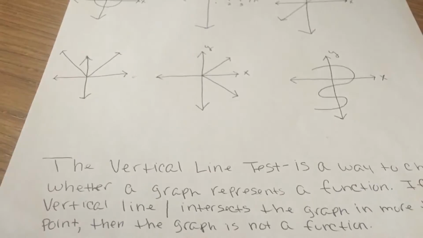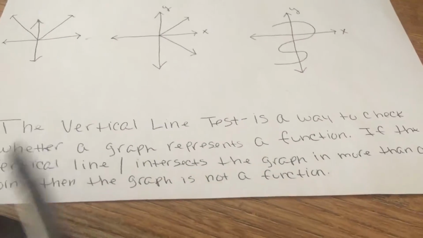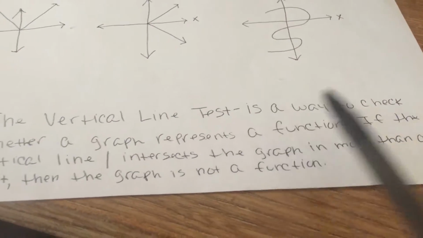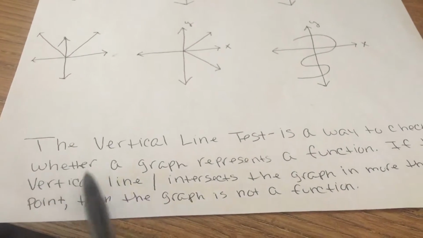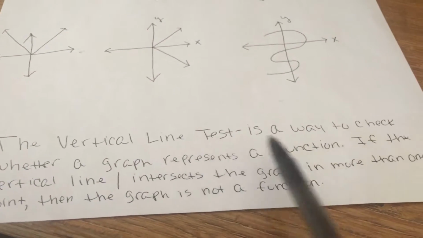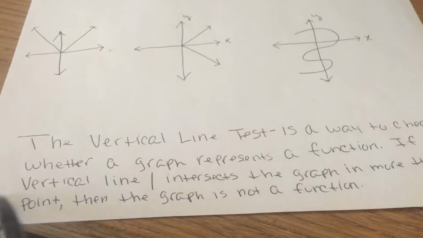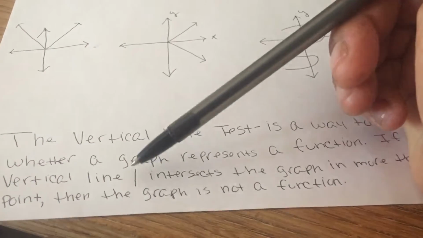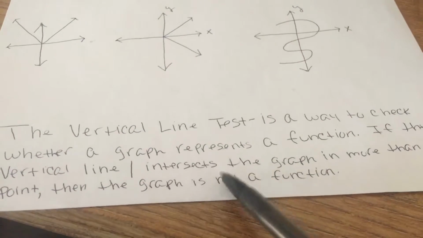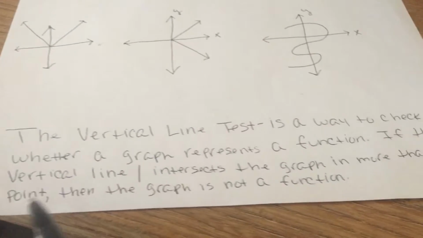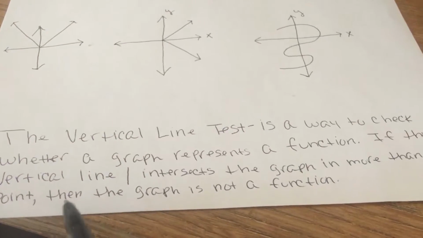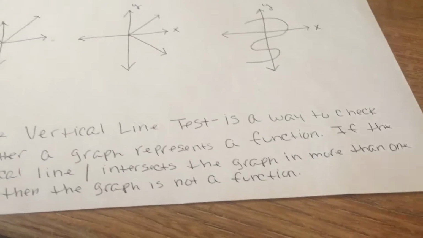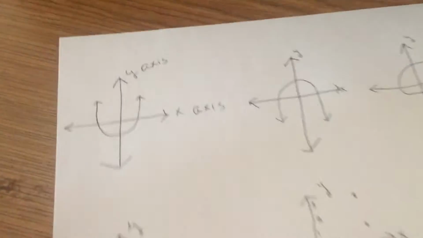We're moving from inequalities and we're going to start talking about functions. Let's talk about the vertical line test. The vertical line test is a way to check whether a graph represents a function. If a vertical line intersects the graph in more than one point, then the graph is not a function.